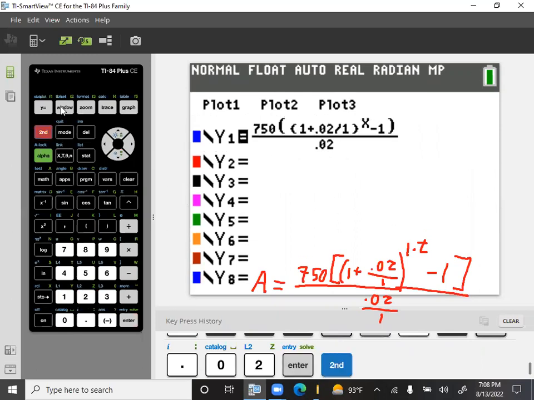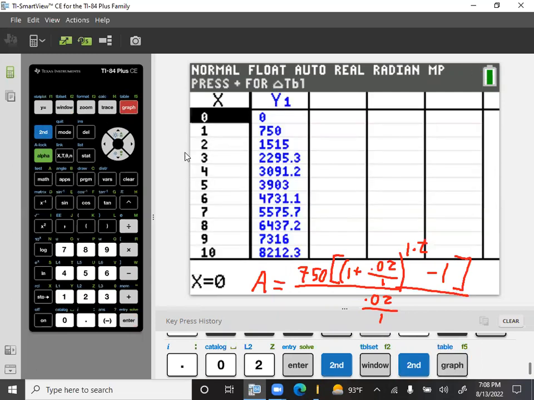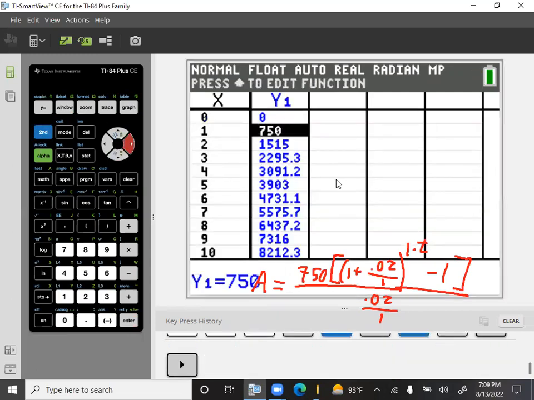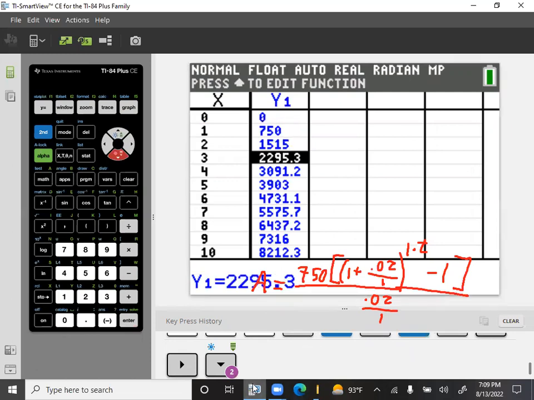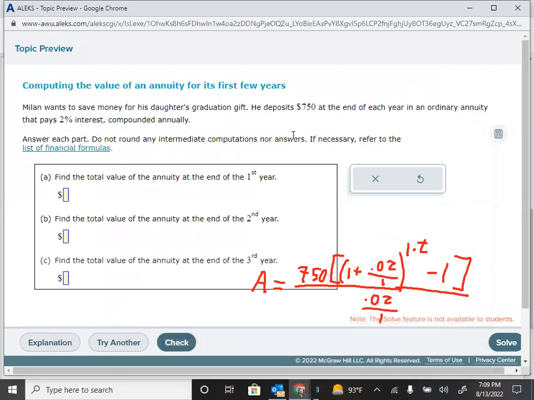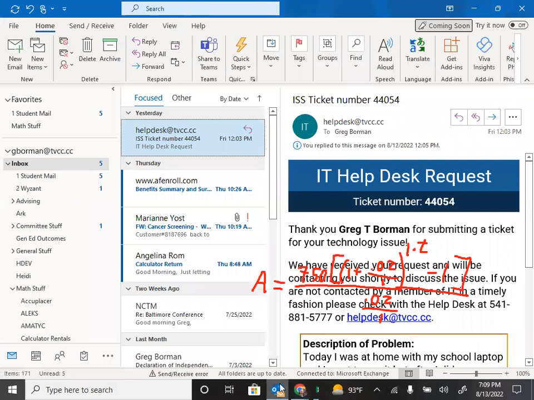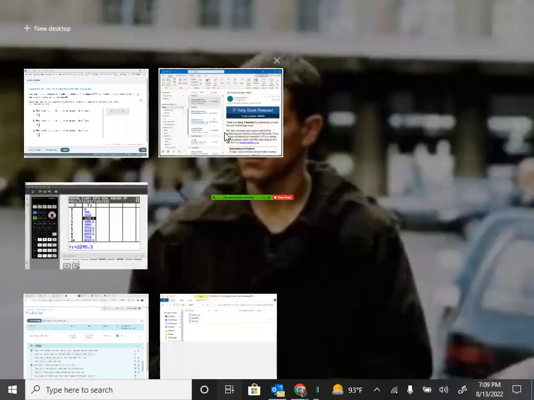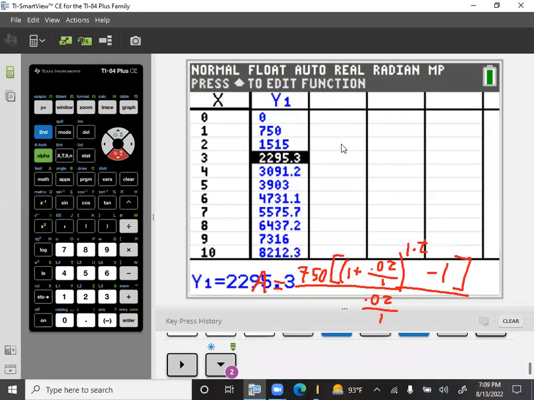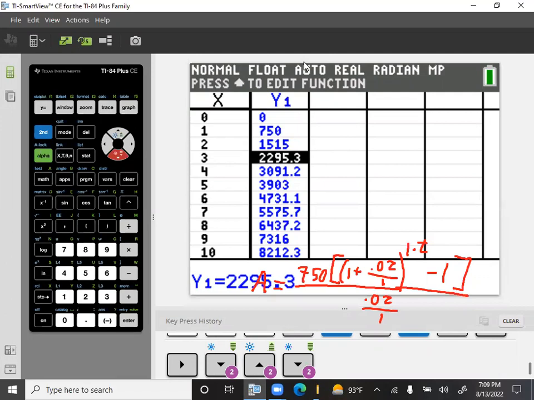Let's go to the table. After 1 year, $750. After 2 years, $1,515. After 3 years, $2,295.30. Let me make sure I'm answering the exact question they asked. Find the total value. Okay, yeah, total. So I did it correctly. I thought maybe they asked just for the interest, but that's not what you need. So those would be the total values right there. And that's how I use the annuity formula.